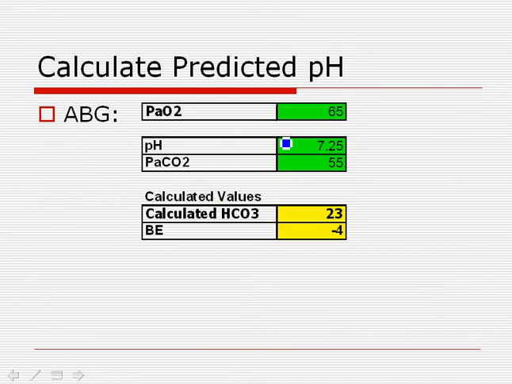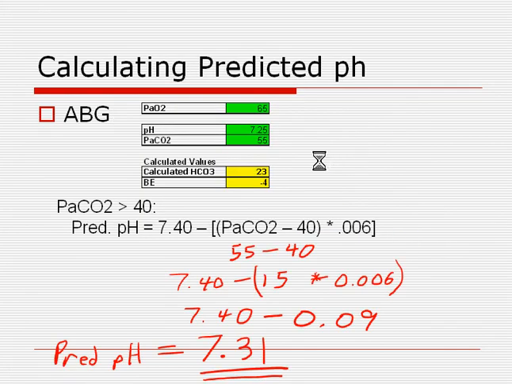So here's a blood gas. We've been given the results from the blood gas machine. We see the oxygenation, the pH, the CO2, and we've got our bicarb and our base excess. First things first, we're going to calculate the predicted pH change.